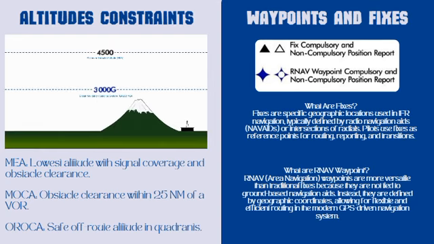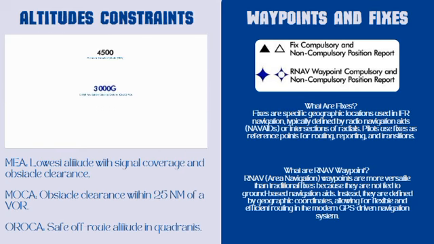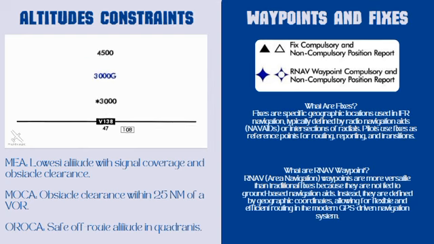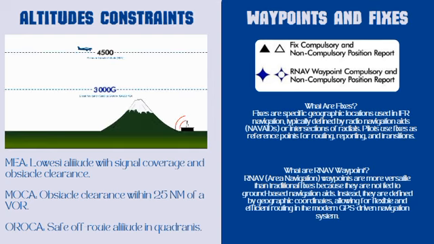These altitudes are depicted on IFR en route charts and play an essential role in preventing terrain or obstacle collisions while ensuring the aircraft is within the proper navigational coverage. The minimum en route altitude, or MEA, is the lowest altitude that guarantees both obstacle clearance and reliable signal reception from navigational aids along the route.